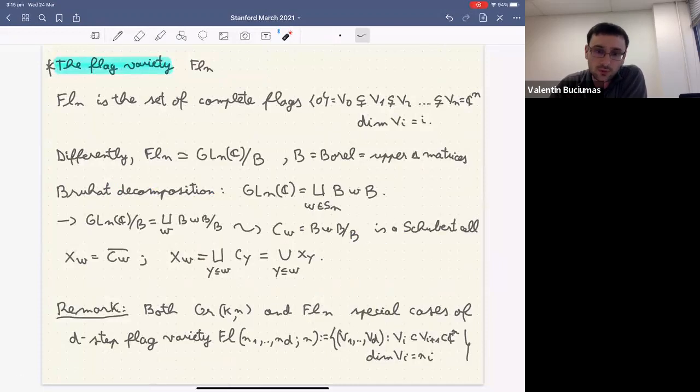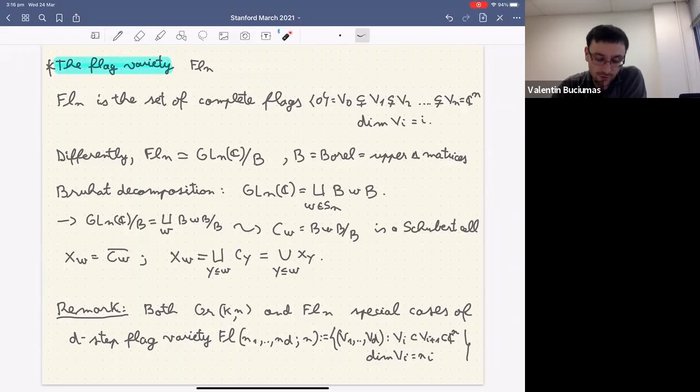Now, other polynomials one might be interested in: we can consider the flag variety. The flag variety is the set of complete flags. This means you have a set of vector spaces, V1 subset of V2 subset of V3, and so on and so forth, in such a way that V0 is just the trivial subspace, Vn is the full space C^n, and the dimension of each Vi is i. And the set of all these complete flags will form the flag variety, or the full flag variety.